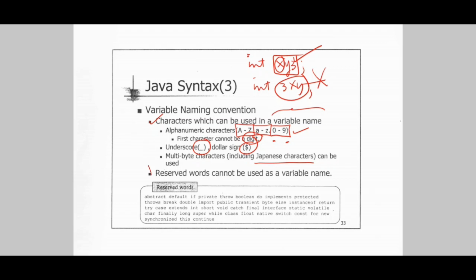The reserved words which are listed here cannot be used as a variable name, because these are words that are associated with the programming constructs or statements or keywords in the Java programming language, and therefore you cannot use them as variable names or function names or field names.